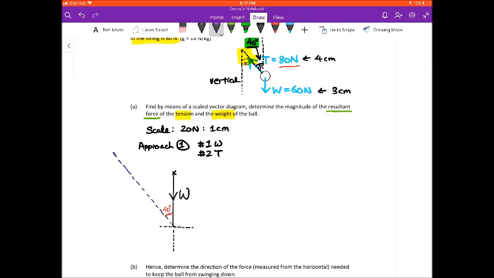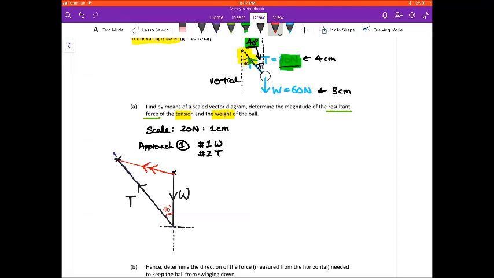And I need to measure 80 Newton, right? So I will measure 80 Newton, which is 4 cm: 0, 1, 2, 3, 4. It will end somewhere here. This is my tension. So where is my resultant? My resultant is from start to end. And I will draw my double arrow.